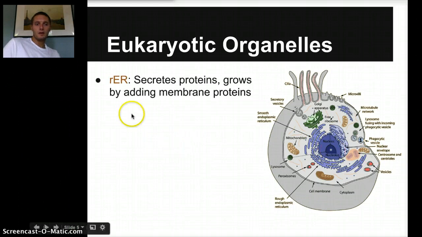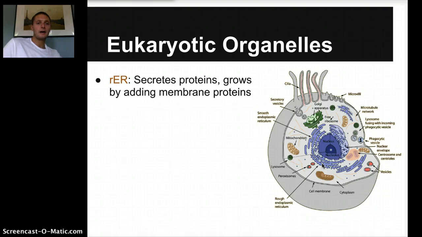The rough ER, or abbreviated little r, capital ER, secretes proteins because there are ribosomes attached to it. So here's our rough ER right here. And it grows by adding membrane proteins, so it can actually grow and expand.